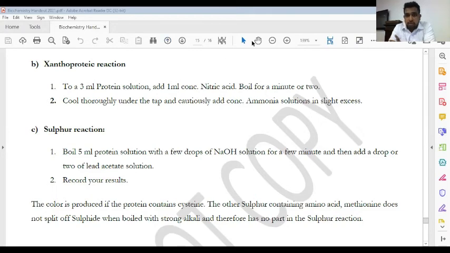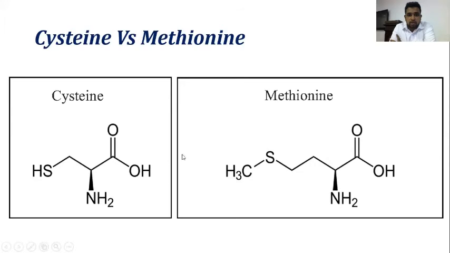First I will tell you the reason. This is cysteine and this is methionine. When we look into the structure, cysteine and methionine both contain sulfur in their structure, but only cysteine contains terminal sulfur. In this experiment we are going to add lead acetate. Upon addition of lead acetate it can form lead sulfide. That's the intended observation or the positive result of this test.